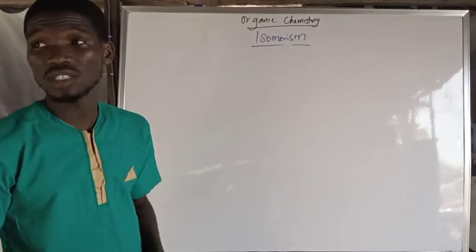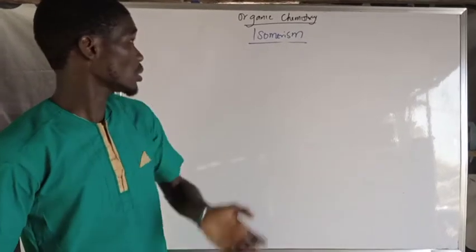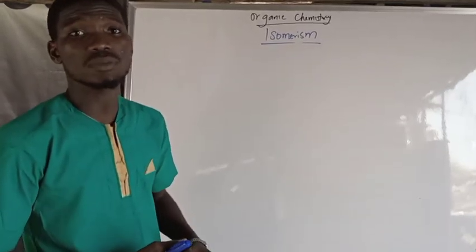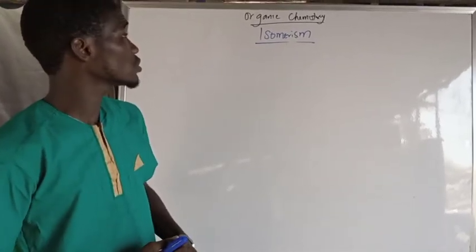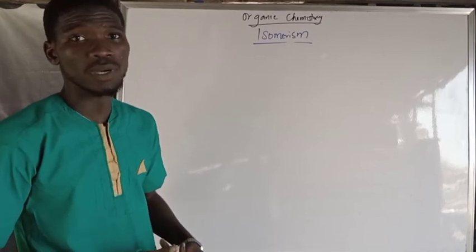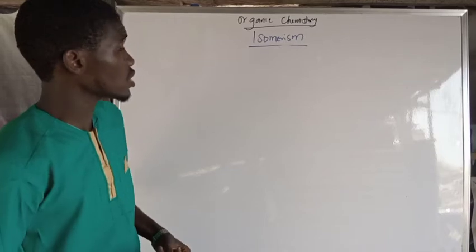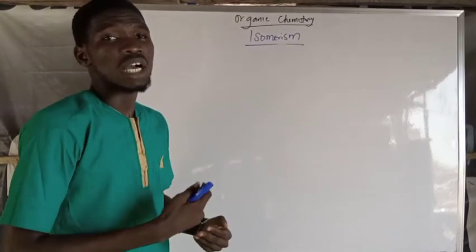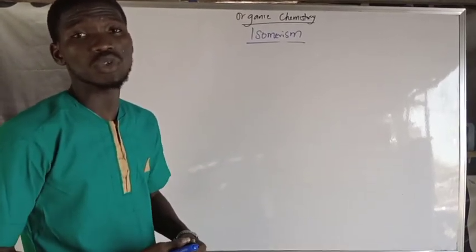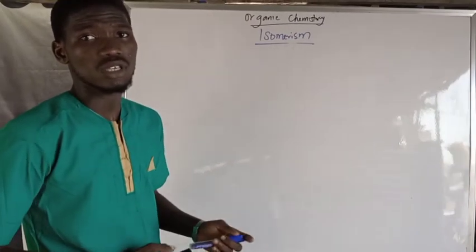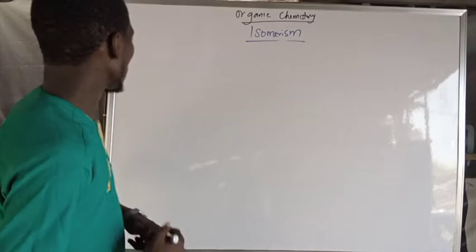Good afternoon, class. This afternoon, we'll be talking about organic chemistry. And what is that particular topic that makes all JAMB, WAEC, and NECO students panic most? It's called isomerism. And what is isomerism? Isomerism is the existence of two or more compounds having the same molecular formula but different structural formula.